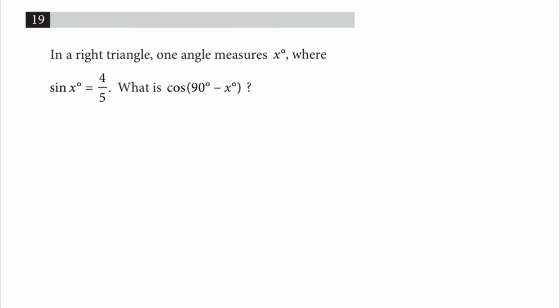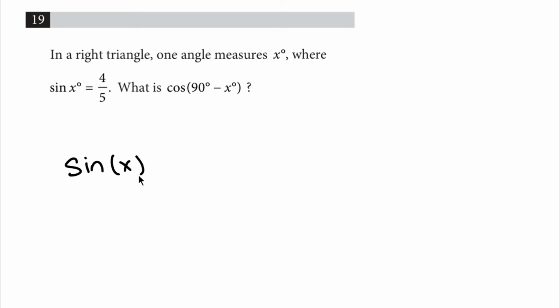Now let's move to the next problem. In a right triangle, one angle measures x degrees, where sine of x is equal to 4 over 5. What is cosine of 90 degrees minus x? Well guys, you have to know a very important property for the SAT. And the explanation of that property is again given in my online full SAT math course. Now, that property goes like this.